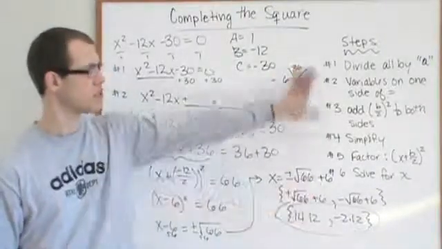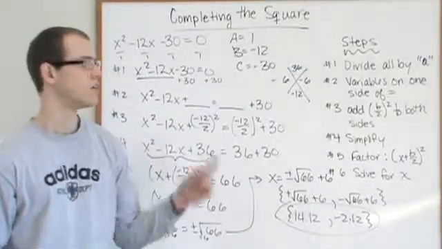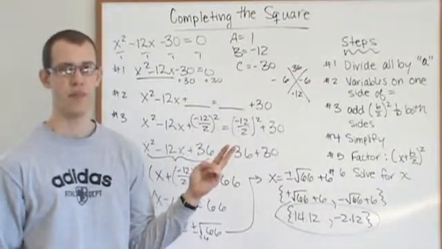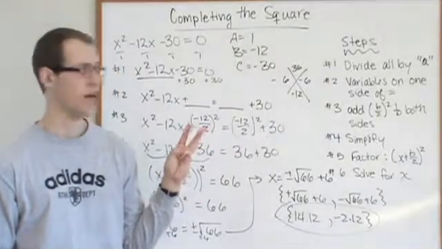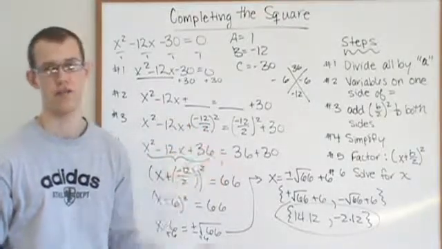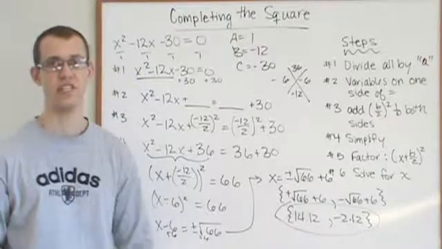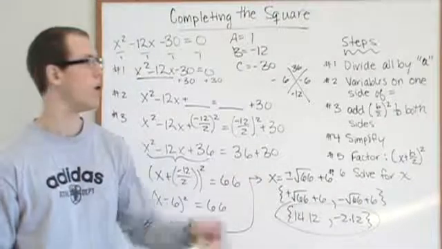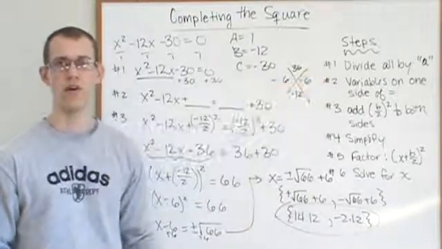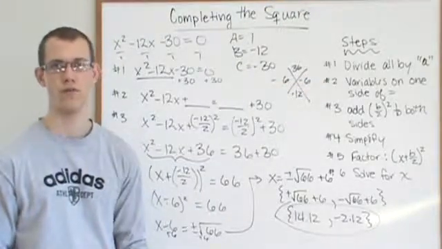So these are the 6 steps you want to follow. Divide everything by a, put all the variables on one side, add b divided by 2 squared, simplify it, factor it, and solve for x. In the next video, it shows us a little bit more of what we mean by divide by this a. So this is all we have for this video with completing the square.